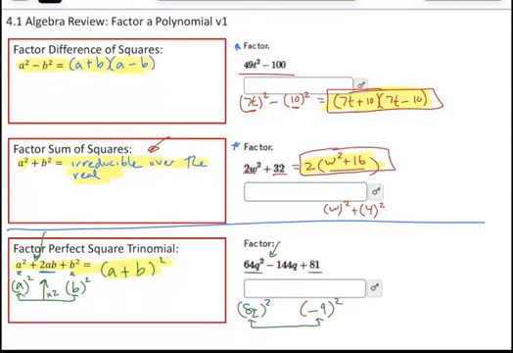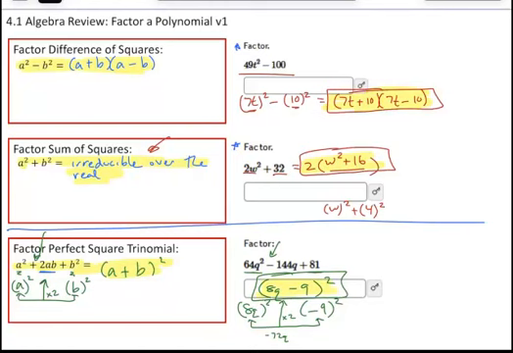We can test to see if this is a perfect square trinomial by taking the product of the bases. 8q times -9 is -72q. And double that. If we double that, do we get this middle term, -144q? Yeah, -72q times 2 is -144. So that means that we have a binomial square. The terms of our binomial are 8q and -9, and that would be the factored form.